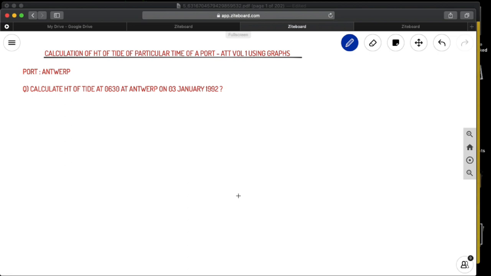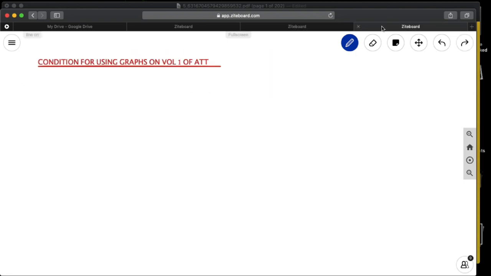Today we are going to discuss the calculation of the height of tide at a particular time at a port, using Admiralty Tide Tables Volume 1 and how to use its graphs. So let us first consider the points to remember before we go into it. The conditions for using graphs in Volume 1 of the Admiralty Tide Tables.